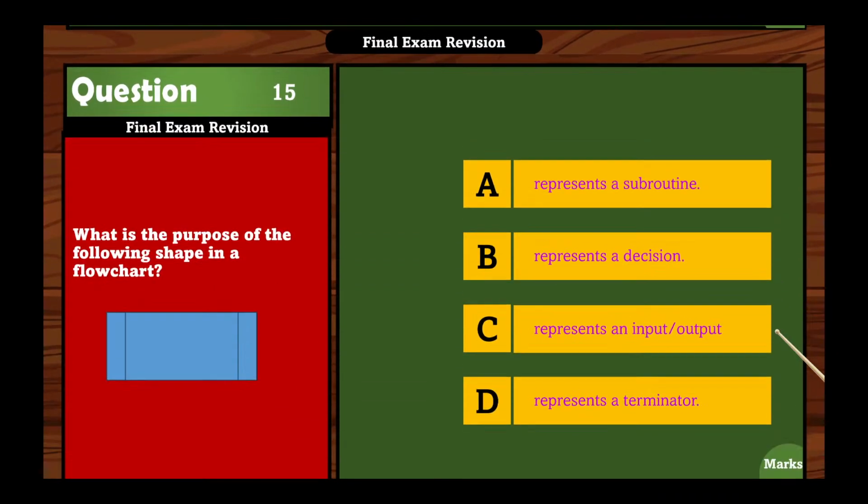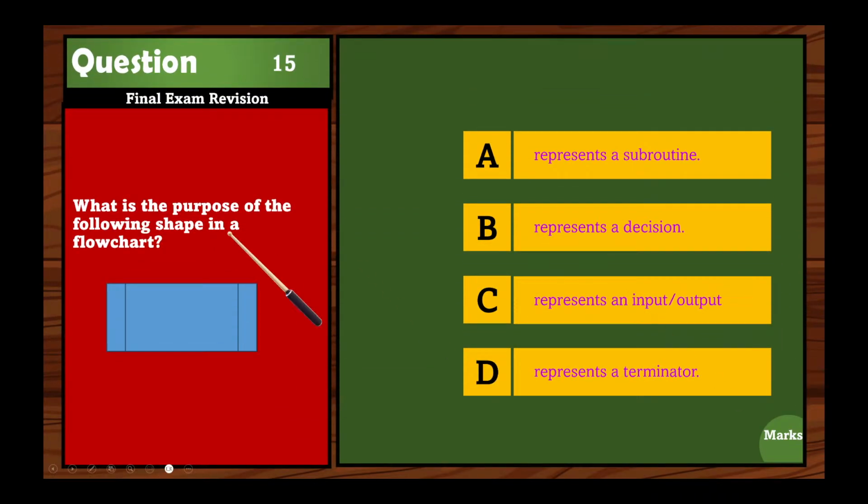Okay, question number 15. What is the purpose of the following shape in the flowchart? So you have this shape in the flowchart. Okay, so what is the purpose? Option A, represent a subroutine. Option B, represent a decision. Option C, represent an input and output. And option D, represent a terminator.